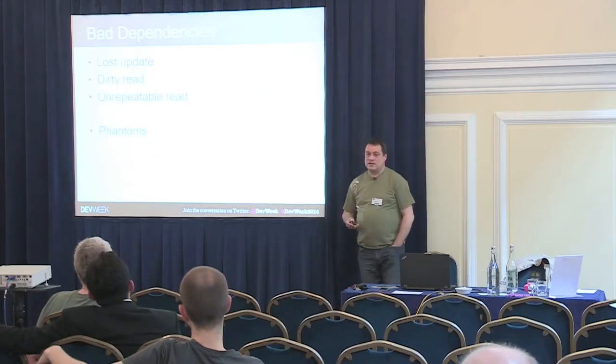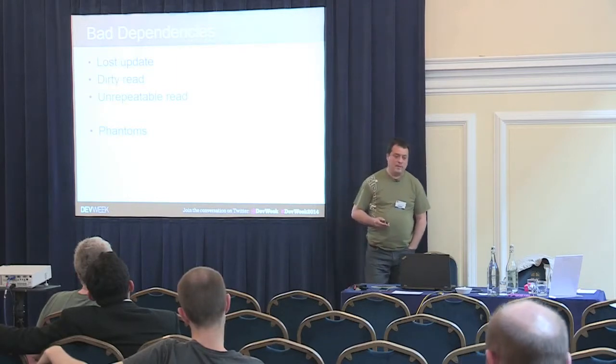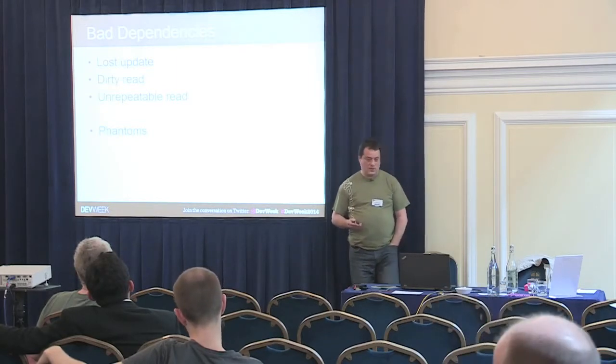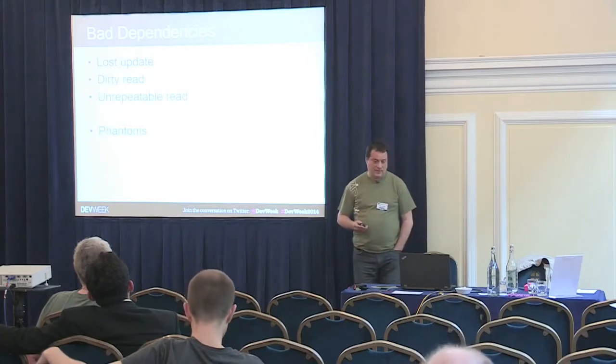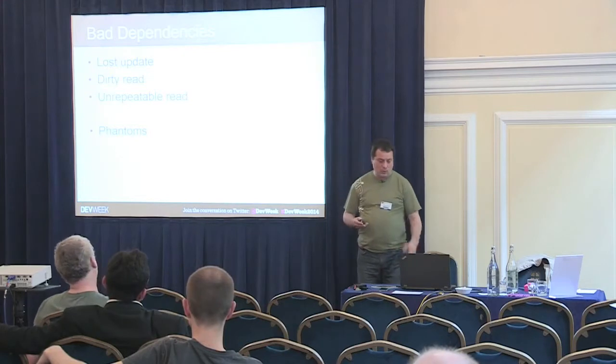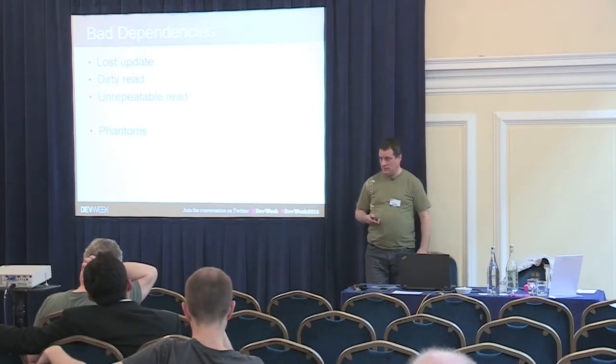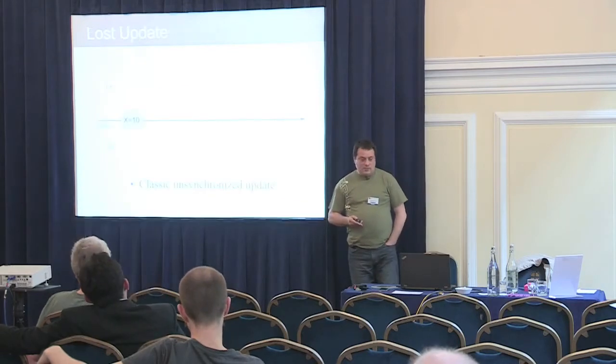Now when transactions are dependent, we can have the following bad dependencies: lost update, dirty read, unrepeatable read, and phantoms. I put phantoms a little bit farther away than the others because you will see a phantom is a kind of unrepeatable read. So what does it mean?